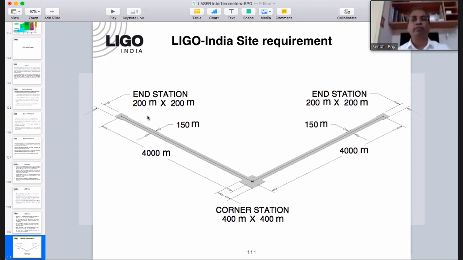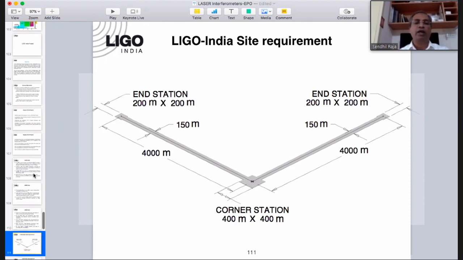You need to have 4 kilometers of arm length and a patch of 400 meters by 400 meters at the corner station to handle the detector elements, and also the logistics of the rest of the vacuum systems and the infrastructure required for the civil facilities, and the required space at the end stations for the civil infrastructure and the vacuum chambers for the end stations. They also have to be relatively flat and on seismically silent ground.